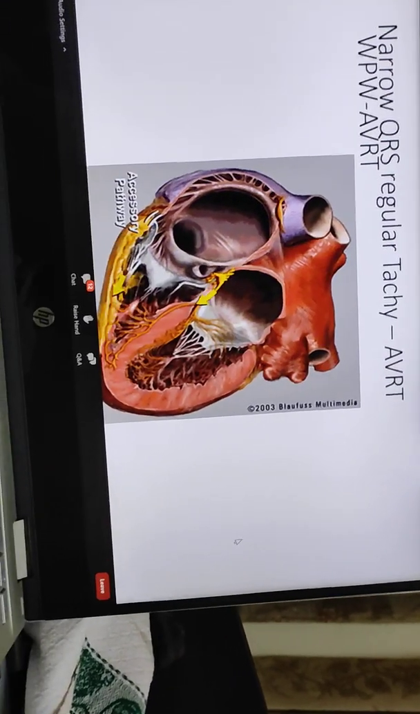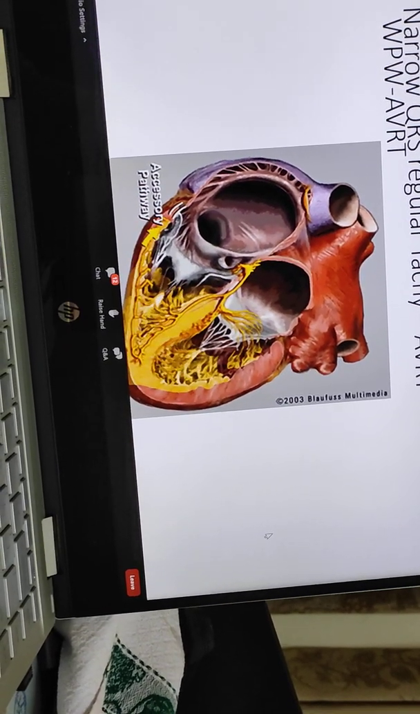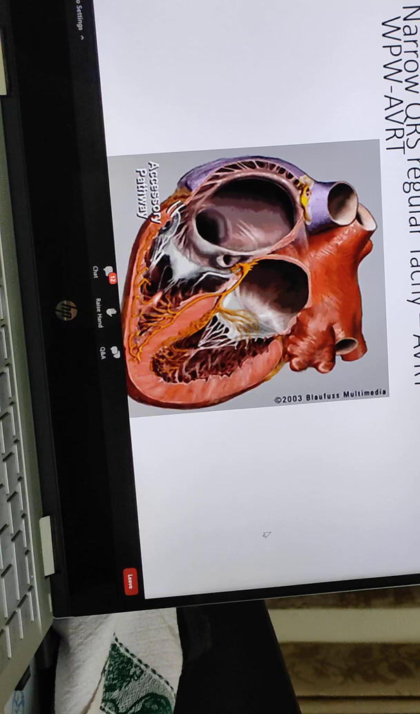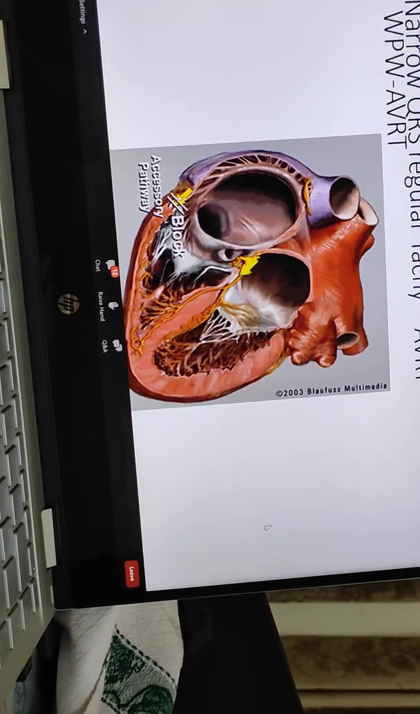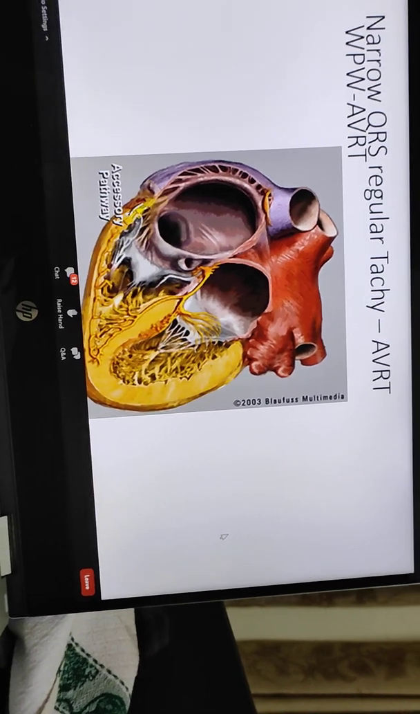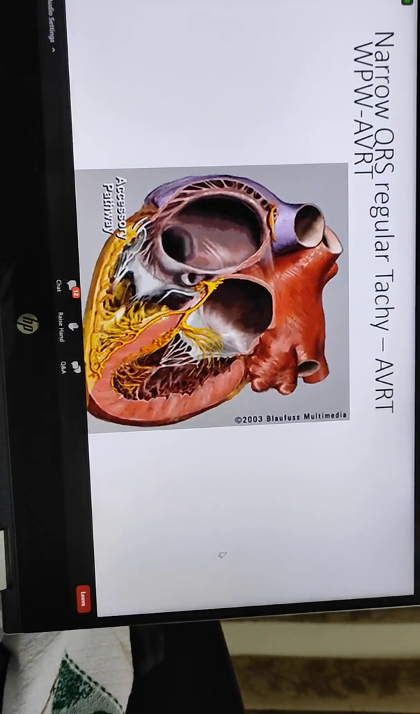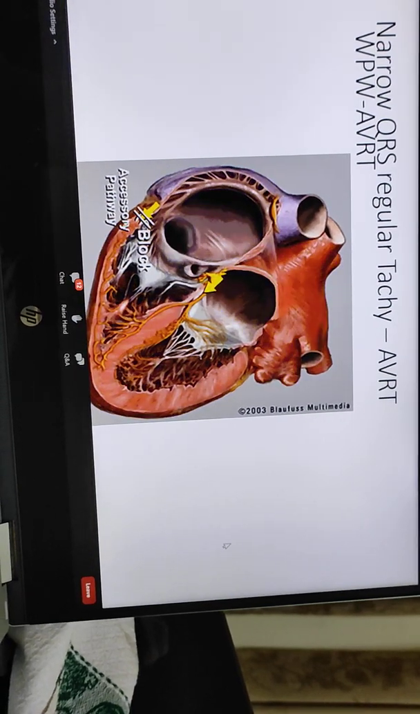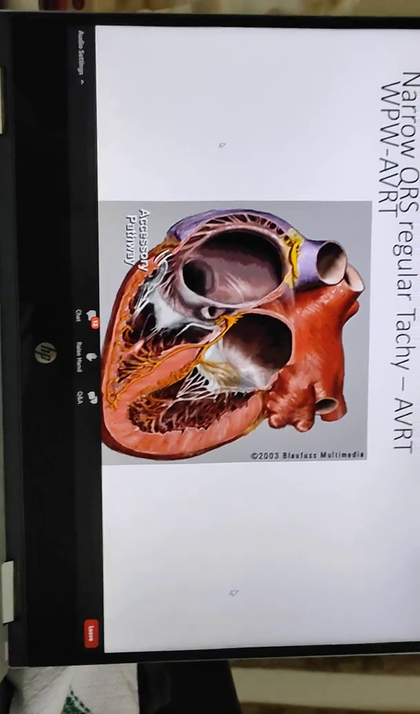So as you can see here, the normal conduction is through the normal pathway. When the re-entry circuit is established, the retrograde conduction is going to go through the accessory pathway, and the antegrade conduction is going to come through the normal pathway. So this results in the re-entry circuit of the narrow QRS variety of tachycardia.